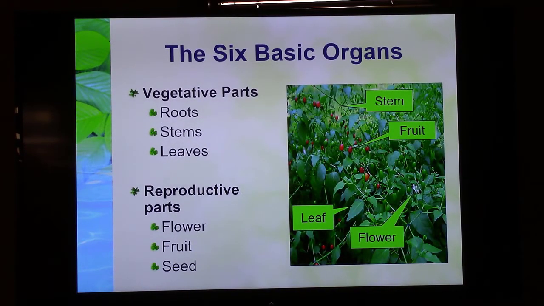We divide a plant into 6 basic organs: roots, stems, leaves, flowers, fruits, seeds. The vegetative parts don't have anything to do with reproduction. They're just the body of the plant doing its own thing, being a functioning creature. The roots, the stems, the leaves. Then the reproductive parts, the flower, the fruit, the seed. Please don't confuse the word vegetative with vegetable. 2 different things. Okay.